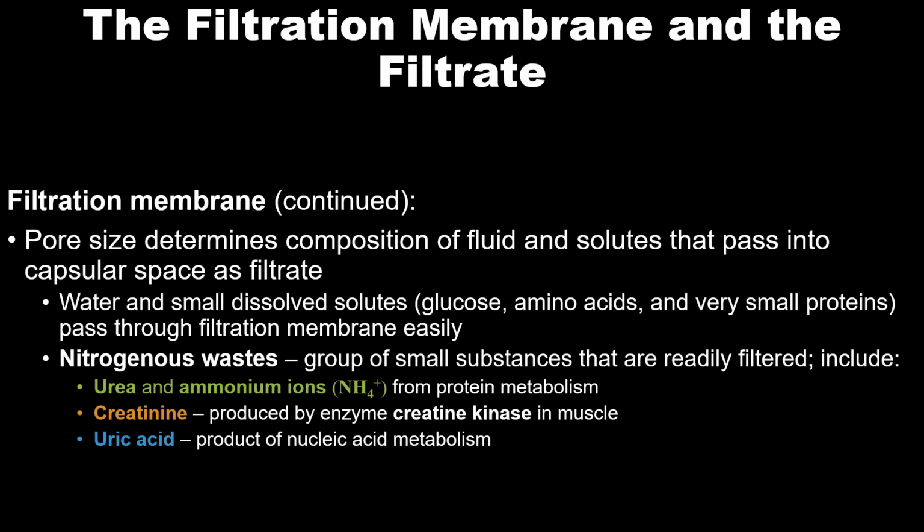Now, there is another group of compounds that leaves the bloodstream called nitrogenous wastes. These are things like urea and ammonium, which are waste products of protein metabolism. You also have creatinine, a waste product of the creatine kinase reaction that occurs in muscle cells and several other body cells. You also have uric acid, a waste product created when nucleic acid is metabolized. And because of their small size, all of these compounds are easily able to flow across the filtration membrane and be filtered out by the kidneys.